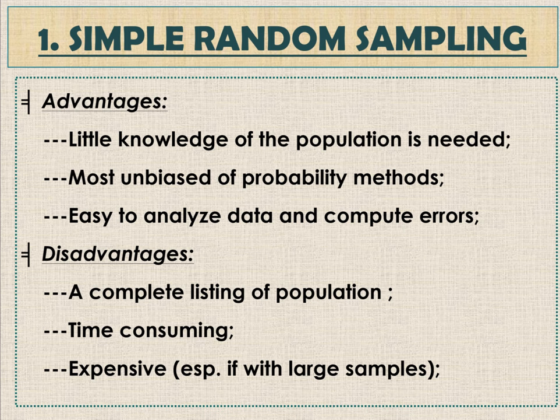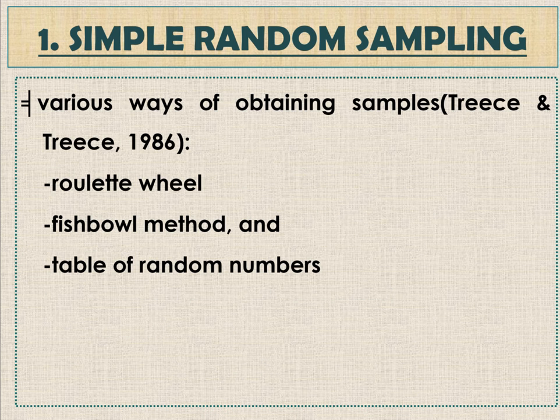Ang disadvantages naman ni simple random include: kailangan meron kang complete listing of the population. Dapat alam mo sila lahat, which can be time consuming, and then it is expensive, especially with large samples. So these are the various ways of obtaining samples through simple random sampling. They include the roulette wheel, fishbowl method, and the use of a table of random numbers. And actually, we also use computers or gadgets now to accomplish the process.